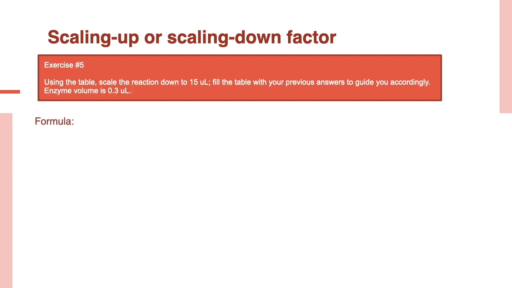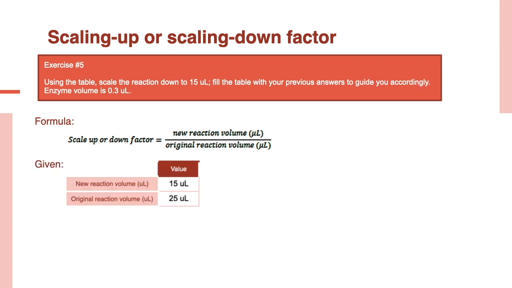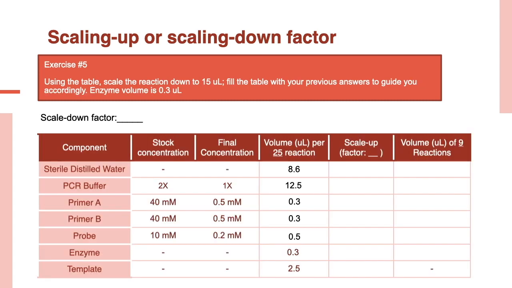The formula that we will use is: the scale-up or down factor is equal to the new reaction volume in microliters divided by the original reaction volume in microliters. Our givens are: the new reaction volume is 15 microliters and the original reaction volume is 25 microliters. Now let's solve it. The scale-down factor is equal to 15 microliters divided by 25 microliters, which is 0.6. Therefore, our scale-down factor is 0.6.